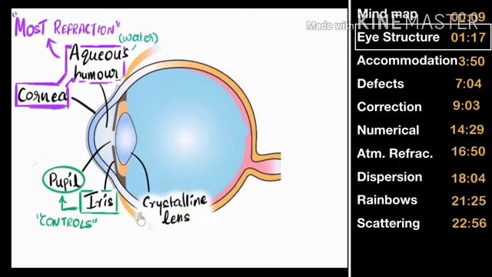Then comes the crystalline lens. It's called crystalline because the lens is made of proteins called crystalline. That's the reason it's called crystalline lens. What does it do? Well, the remaining refraction is done by the lens. Basically, its job is to focus the rays of light onto the retina.